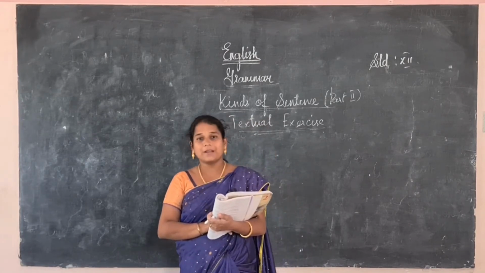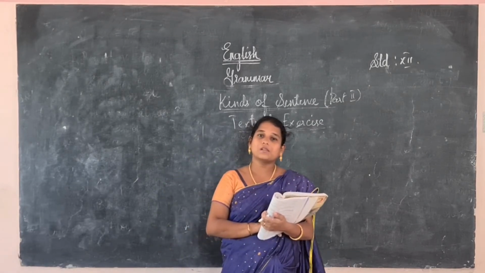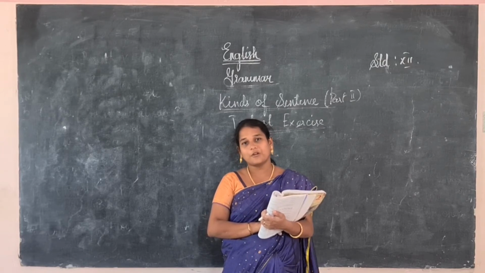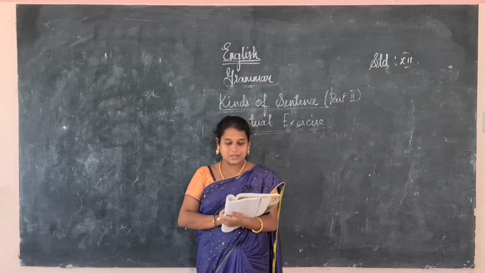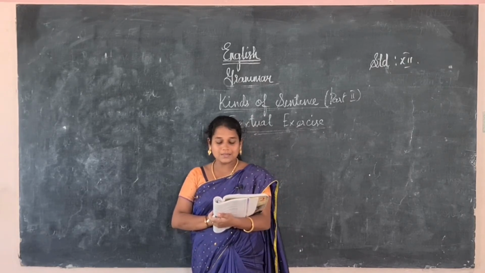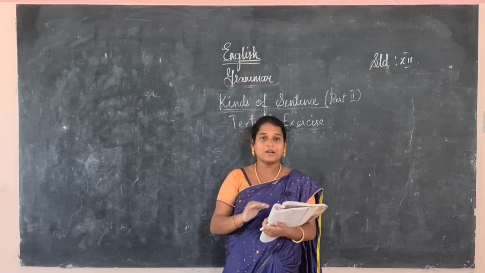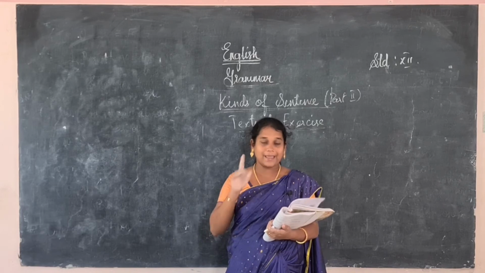A main clause is an independent clause; a subordinate clause is a dependent clause. The main clause itself gives the meaning. The subordinate clause needs some support from another sentence to make a meaningful clause. A phrase is a group of words without a finite verb. So a finite verb will not be there in the phrase.